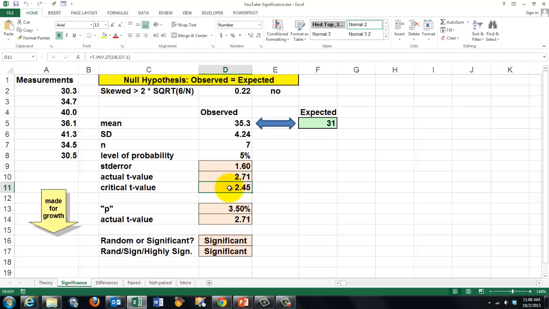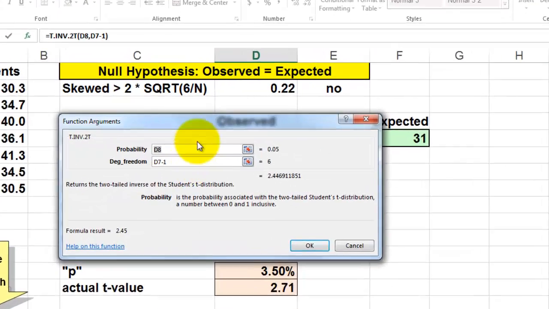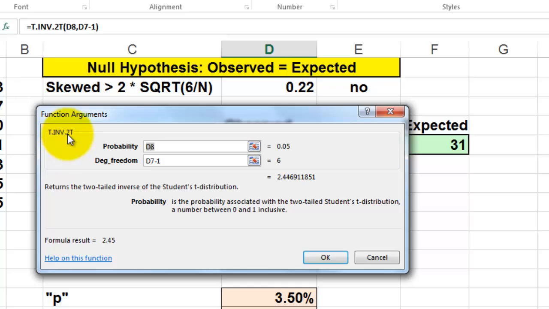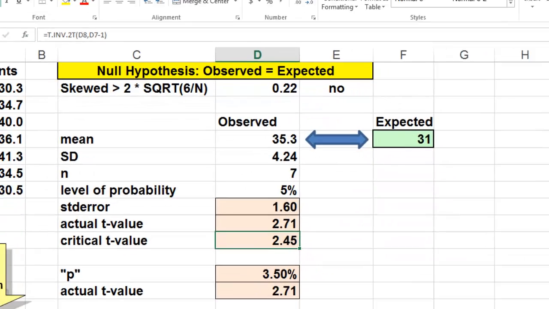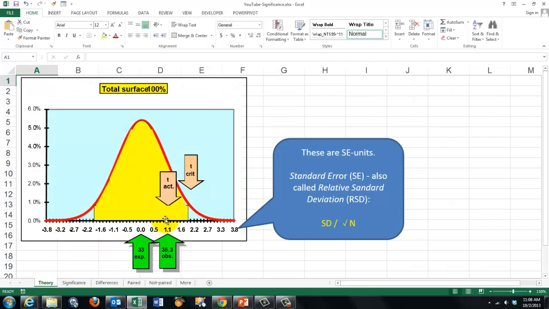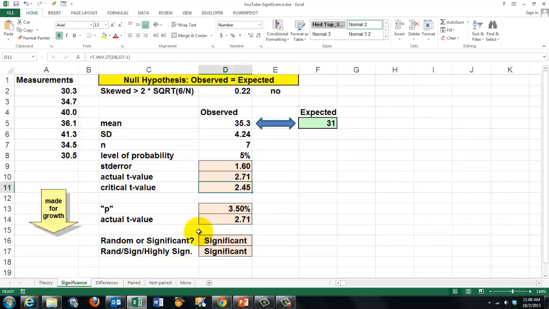What is the critical t-value? We call the function that is called t-inverse two-tailed. 2.5% to the left, 2.5% to the right. The degrees of freedom is always the number of cases minus 1. So the critical t-value is 2.45. So to show it here, this would be 2.45. And the actual t-value is actually 2.71, so it's way outside the range.